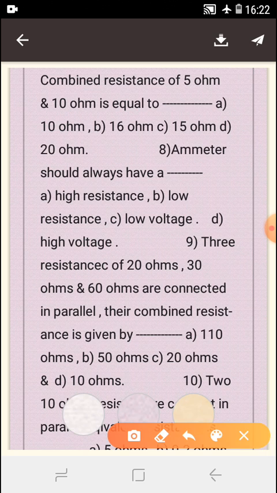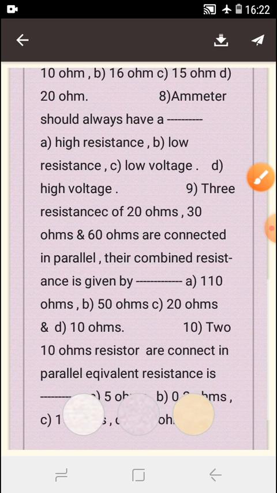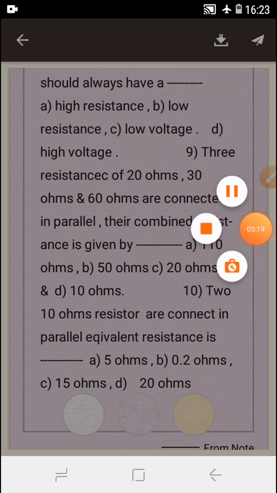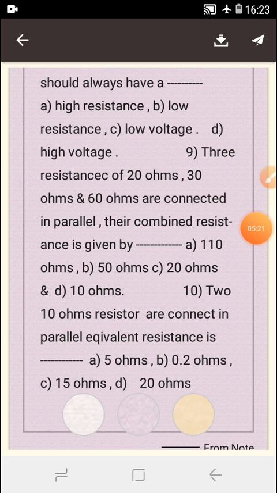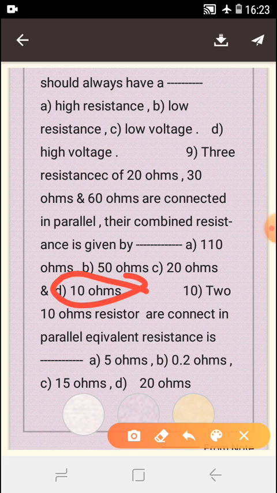Next question, question number 9. Three resistances 20 ohm, 60 ohm and 20 ohm, 30 ohm, 60 ohm are connected in parallel. The combination answer R is 100 ohms, 50 ohms, 20 ohms, 10 ohms. The answer is 10 ohms.